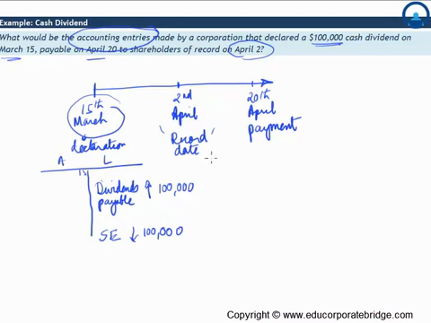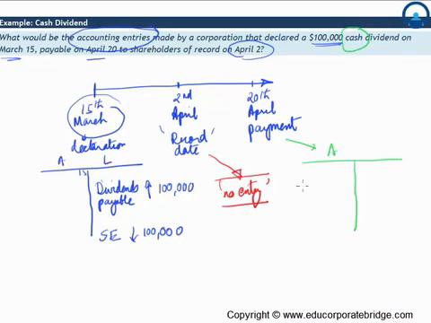Now let's look at what happens on the record date. On the record date, actually nothing happens. There is no entry that takes place, so nothing changes as such. What about the payment date? Since this is a cash dividend, there would be a cash outflow of $100,000, and on the dividends payable side, this will go down by 100,000. Both the assets and the liabilities will match in this case. So this is how we reconcile these 3 dates with respect to the cash dividends.